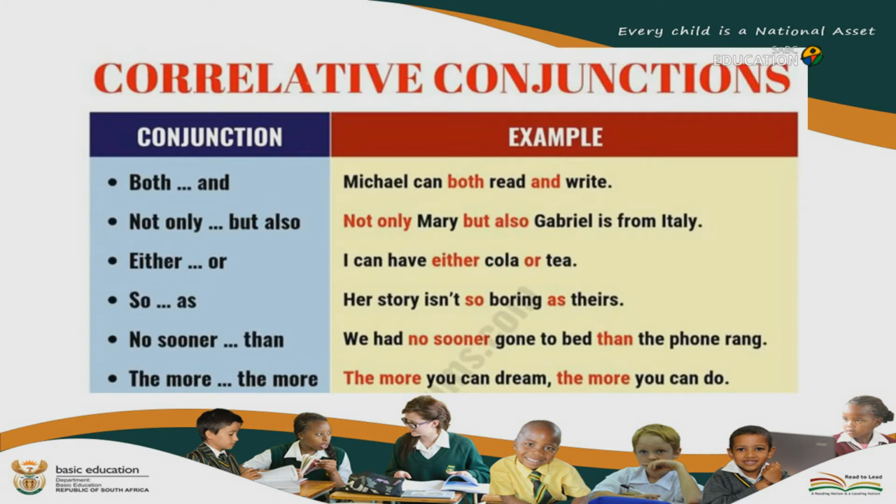We have also a correlating example. Please ensure that when you do correlative conjunctions, especially when it comes to neither, nor, as well as either, or, please ensure that you apply the Concord rule. Do not forget that your subject is plural or if it is singular. Let us look at the either or example. I can have either cola or tea. You may also say, no sooner had we gone to bed than the phone rang.